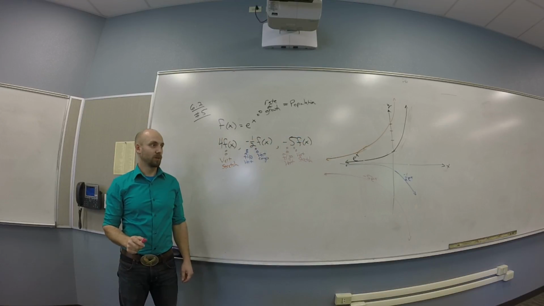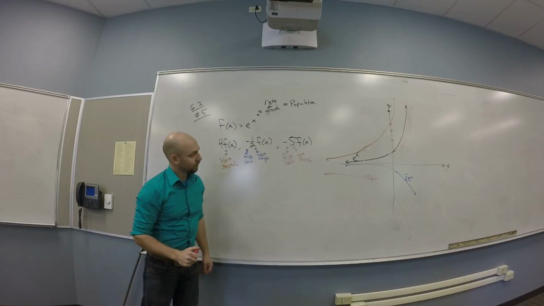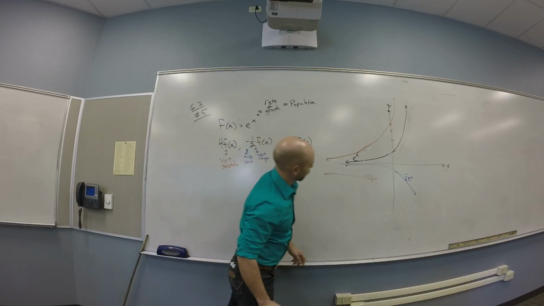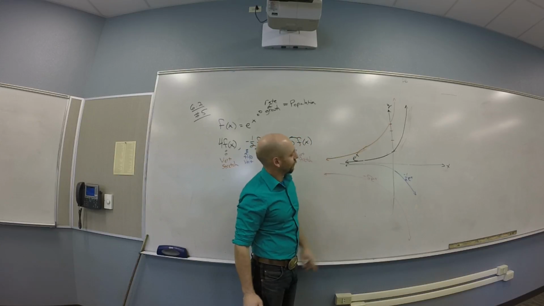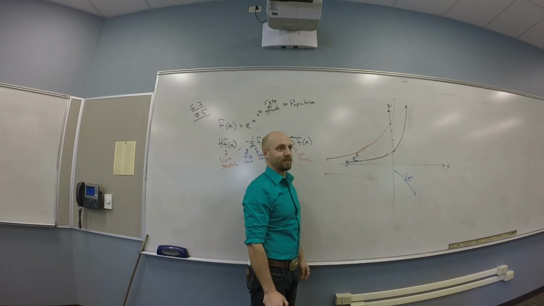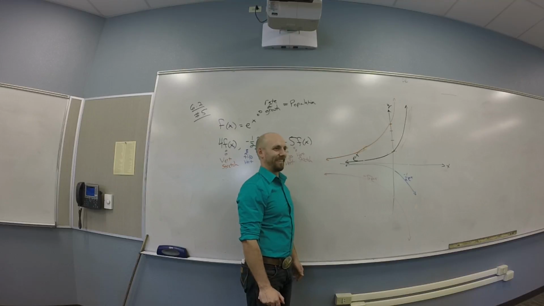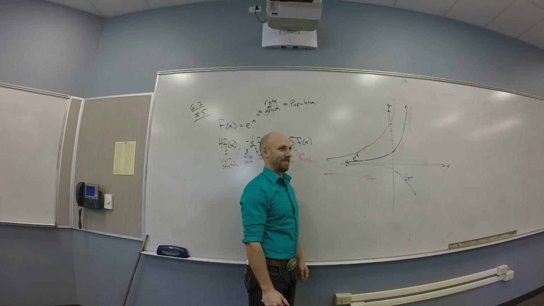Questions, things? What's a population interpretation of -5e to the x? Everything's dying at 5 times the normal rate of growth. No, if you raise it up above the x-axis, it would be the population decline.